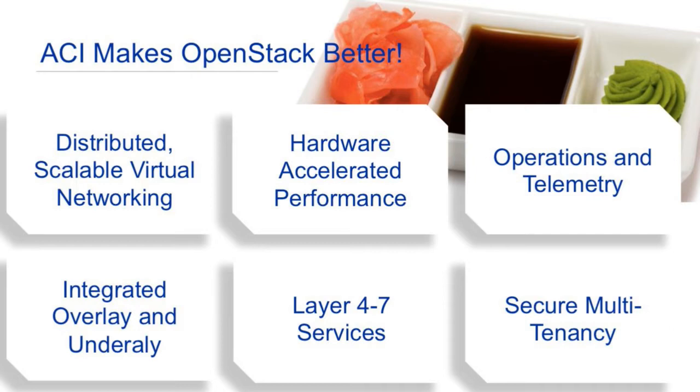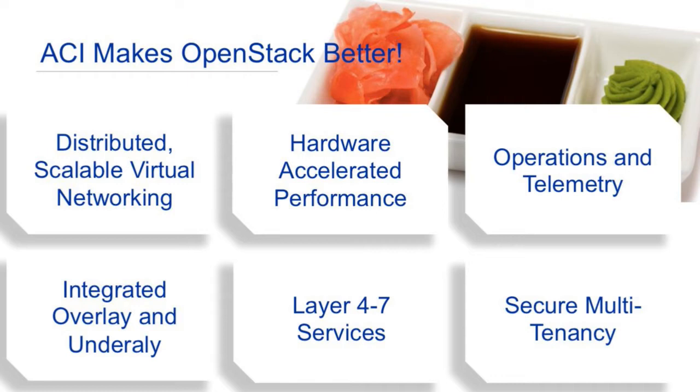Operations and telemetry: we can give you health scores, we can give you atomic counters, we can tell you where packet loss occurs using things like the troubleshooting wizard. Very easily, point and click, we can find these things. We have an integrated underlay and overlay, meaning there's one place to manage your network, right? With the APIC, the Application Policy Infrastructure Controller.